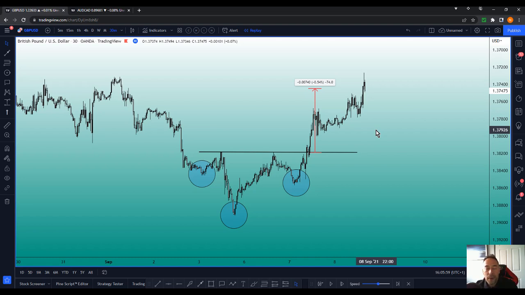You measure and calculate the target in the same way, but you're looking to sell with a head and shoulder pattern, and you're looking to buy with an inverse head and shoulder pattern.